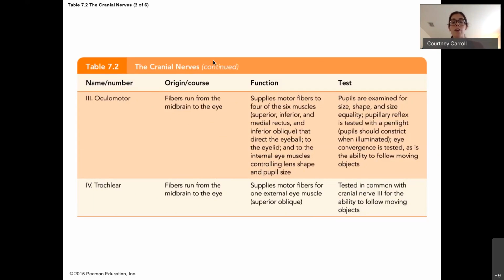It also directs your eyelid, and it's responsible for the internal muscles that control things like lens and pupil size. And we'll talk more about the lens and the pupil and how we see in that vision apparatus starting with chapter 8. Okay. 4 is our trochlear nerve. These also go to the eye, and these just do one of the other muscles that move our eye. So when you're looking at someone and they're moving their eye around, they're using a few different cranial nerves together. So cranial nerve 3 and cranial nerve 4 are responsible for the movement of the eye.